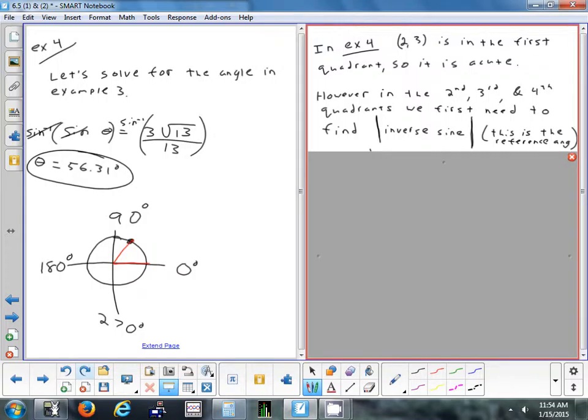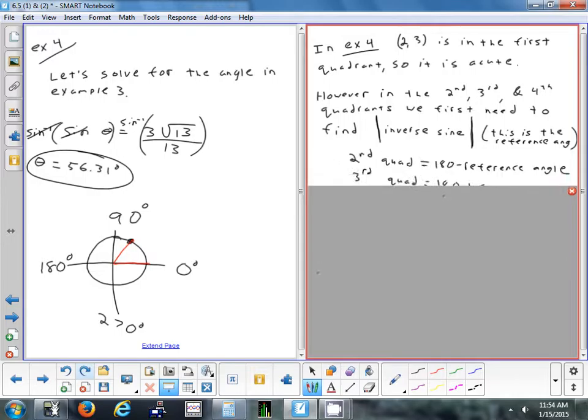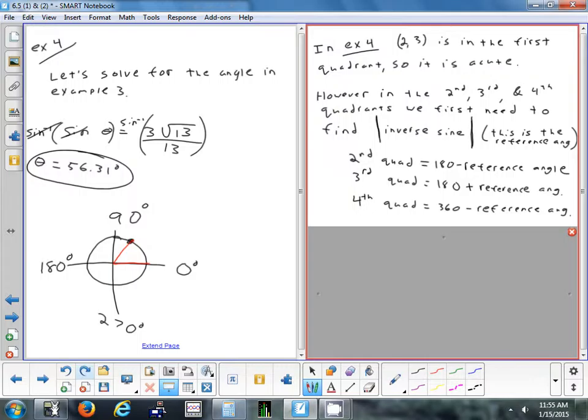You're going to use inverse sine, and you're going to get an angle. If it's in quadrants 2, 3, or 4, that's called the reference angle. To find what the real angle is, in quadrant 2, that's your formula: it's 180 minus the reference angle. I'll show you an example. In quadrant 3, you're going to add 180 to it. In quadrant 4, you subtract 360 from it.